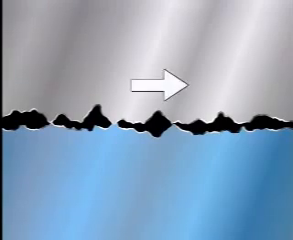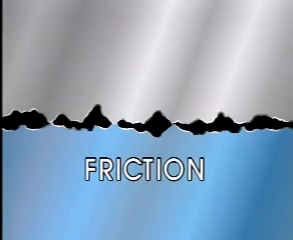Let's look at an illustration that shows a microscopic view of two metal surfaces to see what happens when they're in contact. Under strong magnification, even the most polished metal surfaces appear jagged and rough with many peaks and valleys. The peaks of the two surfaces are in contact with each other. When equipment is started up, the jagged surfaces resist motion. This resistance to motion between two surfaces is called friction.